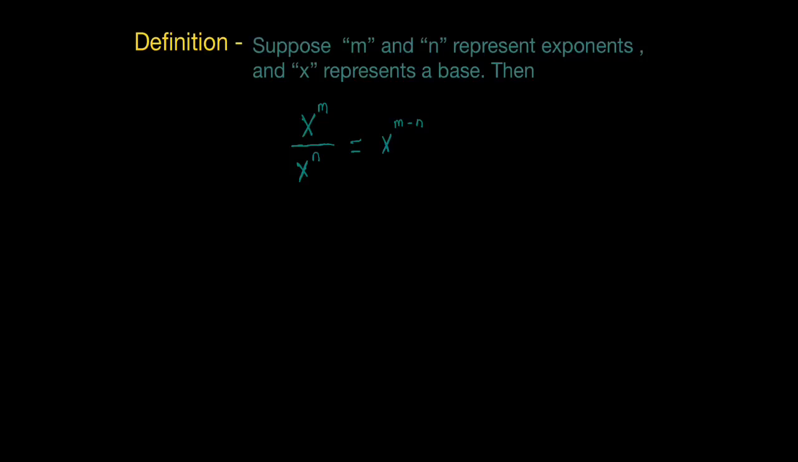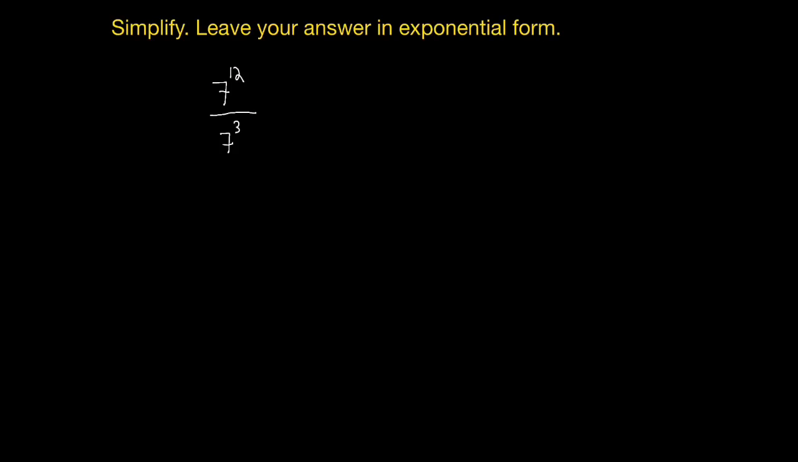So let's take a look at some examples. Let's begin with this one. Here we have the common base of 7, and the exponents are 12 and 3. By using the quotient rule, we can grab the common base of 7 and subtract the exponents, 12 minus 3. That's going to give us a grand total of 7 to the 9th power. And we leave it as 7 to the 9th because the question is asking for exponential form.